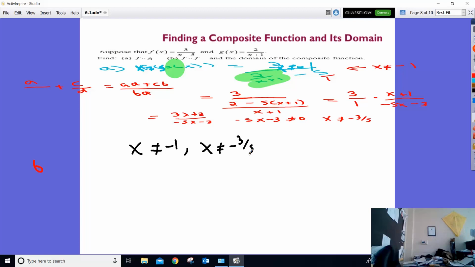Write that out as an interval. Think about it. You're at negative infinity. You get to walk all the way to what? What comes first, negative 1 or negative 3/5? Negative 1. Walk all the way from negative infinity to negative 1.